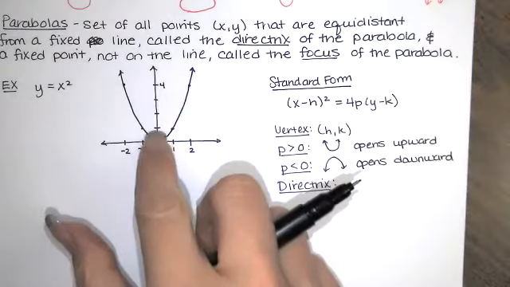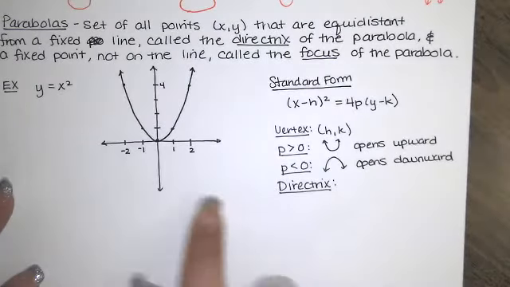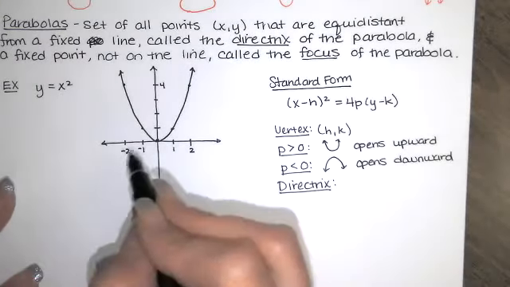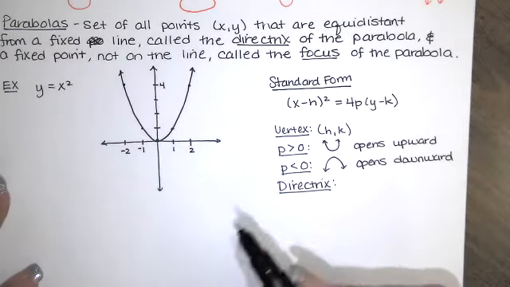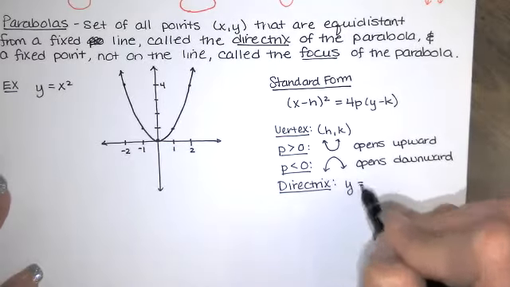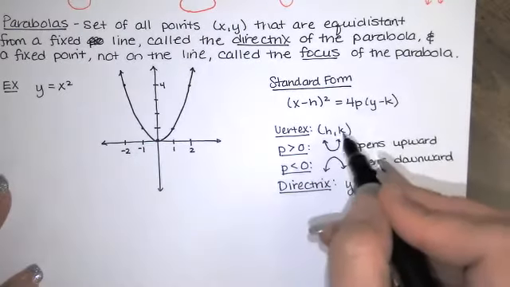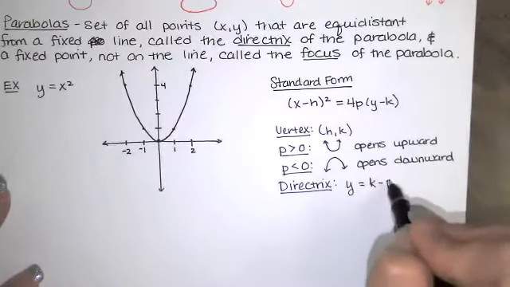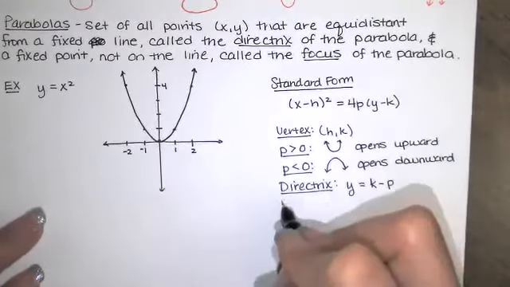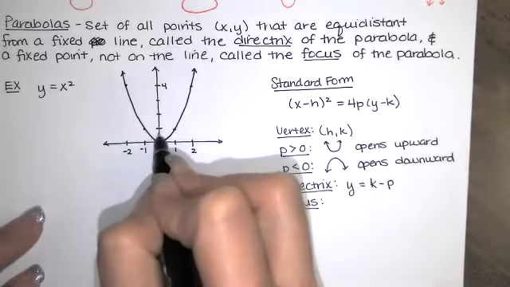The focus is always inside and the directrix is always on the other side of that parabola. And since we're dealing with ones that are opening upward and downward, the directrix is a horizontal line, so it's going to be y equals. We're going to take the y value right here, which in general is y equals k, and we're going to subtract p from it. Now the focus is p units on the other side.